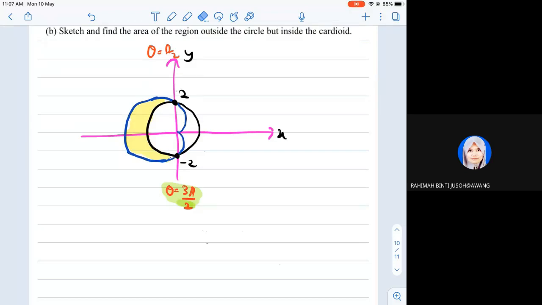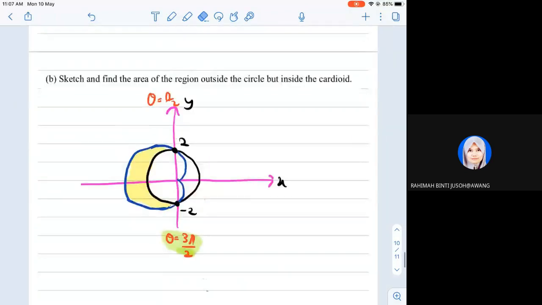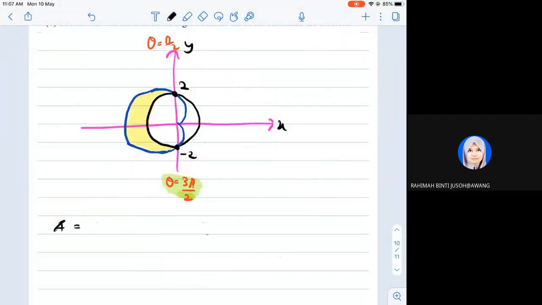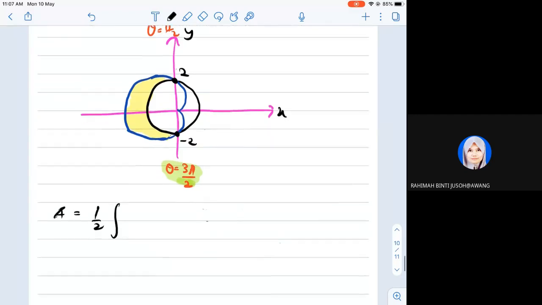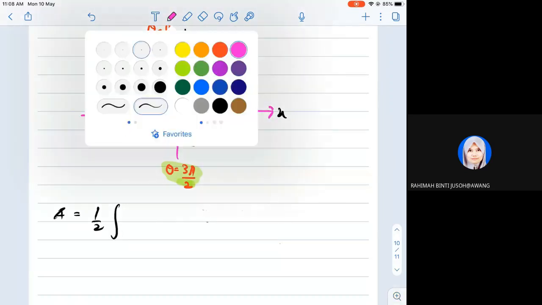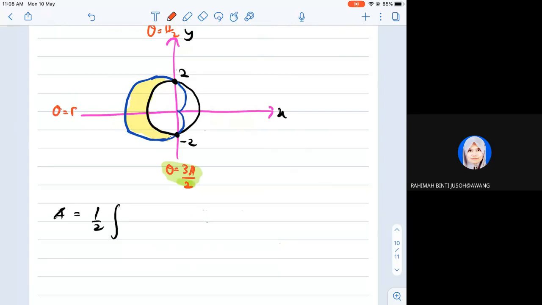Okay, so now we know the angle. Area of the region equals 1 over 2 integration from... Okay guys, before that, 3 pi over 2 is fine. You can also calculate half: if you consider half, you go up to pi, then multiply by 2. Never mind, I'll consider up to 3 pi over 2. So pi over 2 until 3 pi over 2.